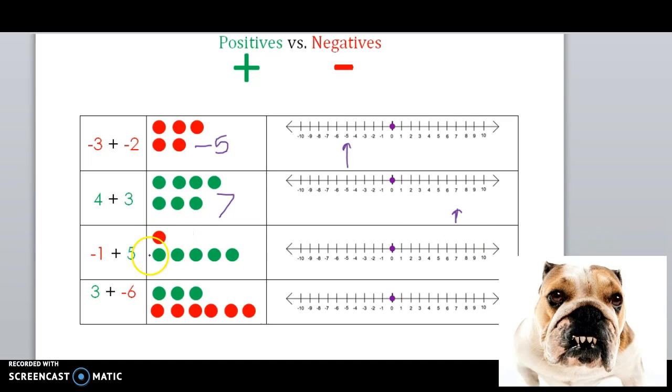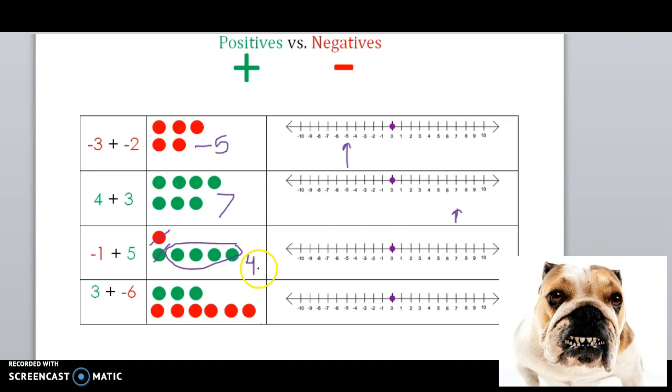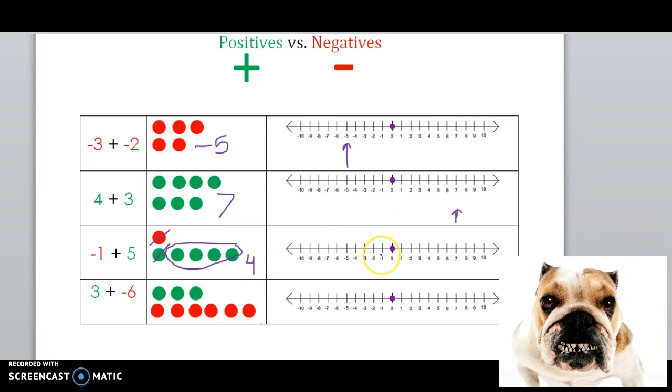Now, I have a negative plus a positive. So if I cancel out 1 from each, I'm left with 4 positives. So my final answer of negative 1 plus 5 is positive 4. If you look on your number line, you're going to start at negative 1 and add 5. 1, 2, 3, 4, 5, which also gets me to positive 4.